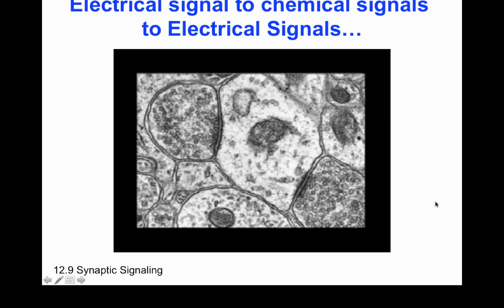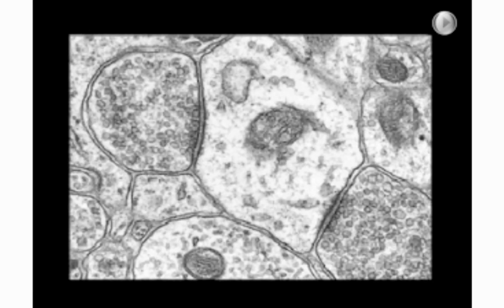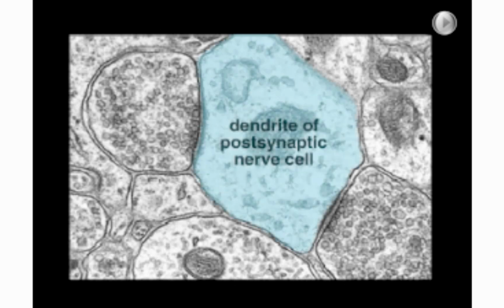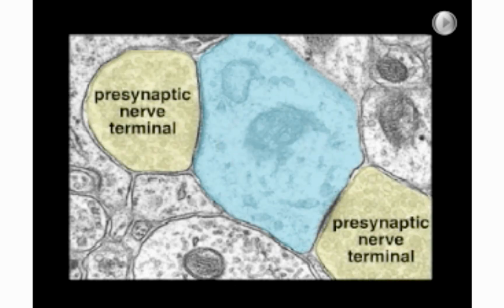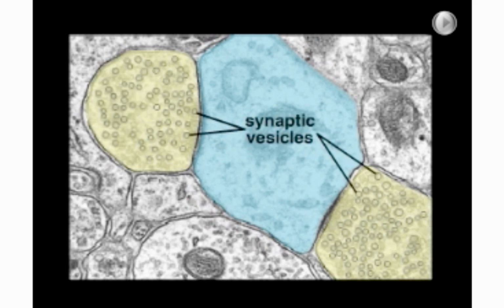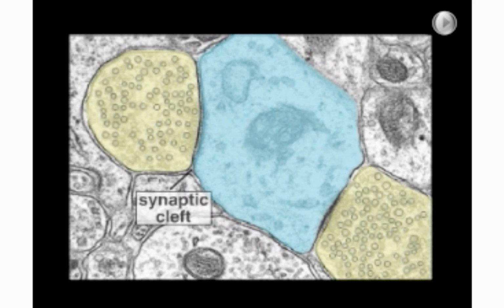This can be represented here by this other movie. Neurons transmit chemical signals across synapses, like the one shown in this electron micrograph. We can identify the dendrite of the receiving or postsynaptic cell, as well as two presynaptic nerve terminals loaded with synaptic vesicles. Note the narrow cleft separating the pre- and postsynaptic cells.